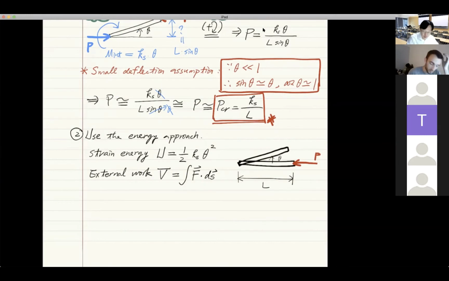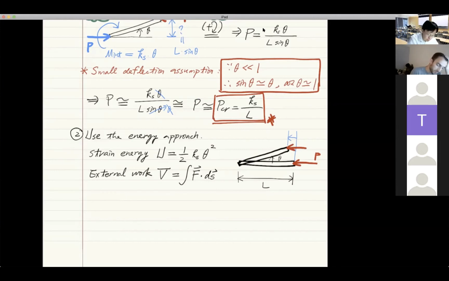So how far does the force travel? The distance in which the force travels is actually from here to here. Would you agree? That's how far the force travels. The force eventually will move to be here. That's how far it travels.